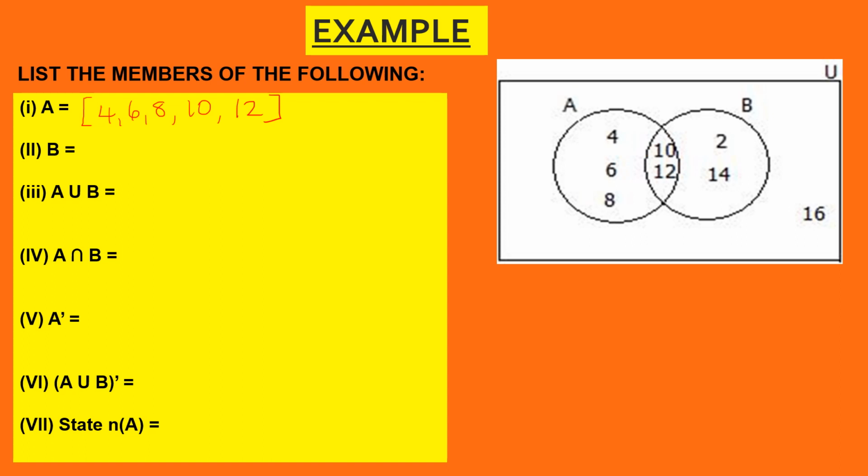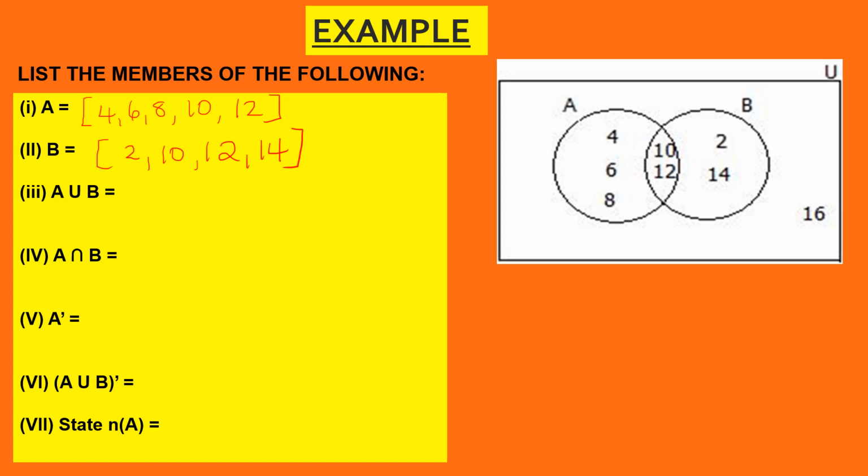Next, B. So this is B. This entire circle here represents B. And what is in B is 2, 14, 10, and 12. So we come over here, 2, 10, 12, 14. Okay, I'm going to erase that.